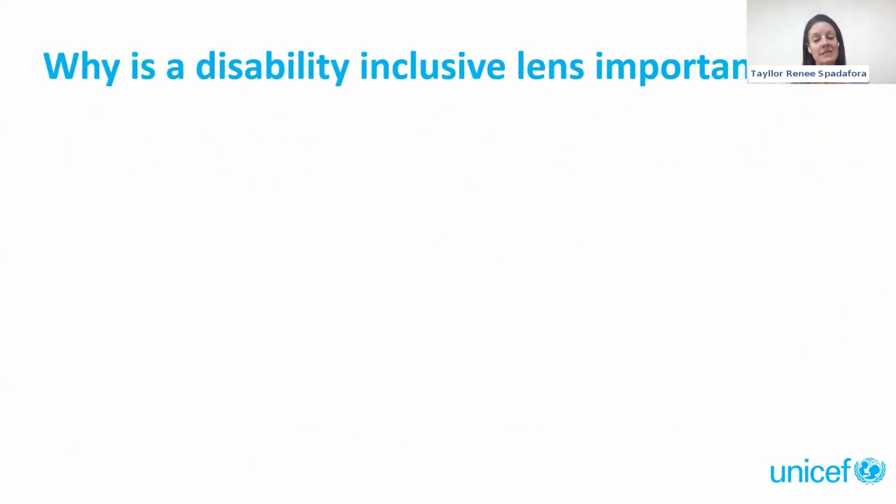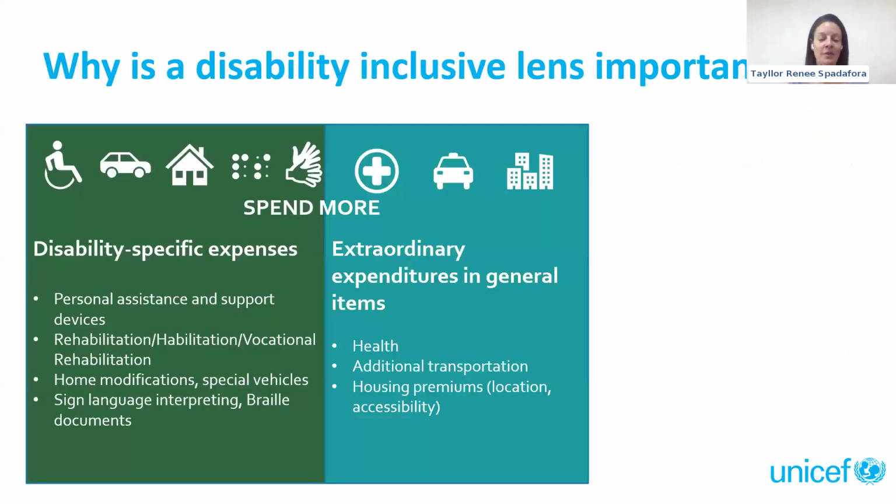Now, similarly for disability inclusive social protection, why is that so important? Well, of course, we know that persons with disabilities have a lot more costs, right? They spend more money, both disability-specific expenses to enable them to lead their lives as they would like, but also they have additional extraordinary costs that we might not think of. So for example, there might not be public transportation that's accessible. So persons with disabilities might have to spend additional money to identify and pay for transportation that can get them to where they need to go.